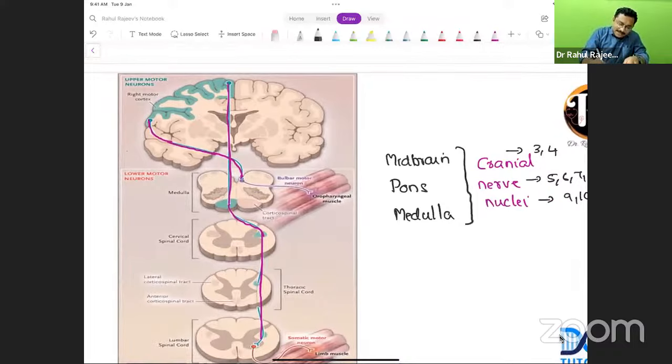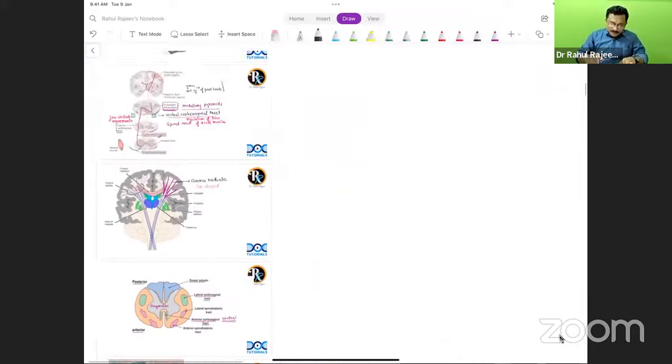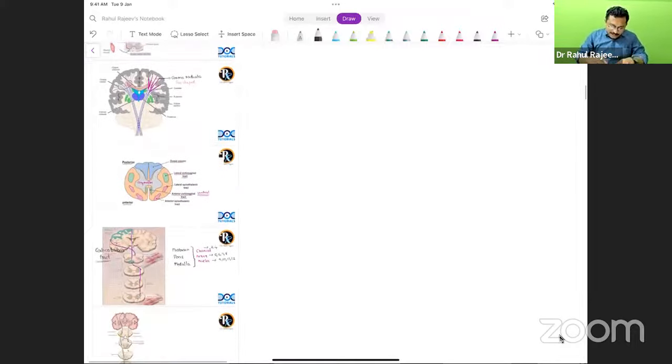What do you call them? You will call them the corticobulbar tract. So remember, bulb per se means medulla. But in neurology, when you say bulbar, it mainly means the brainstem. Strictly speaking, bulb is medulla, but generally corticobulbar means fibers from the cortex to the cranial nerve nuclei in the brainstem.